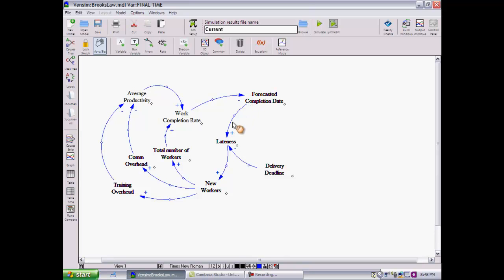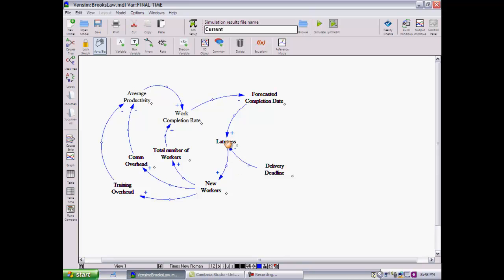And our reasoning told us that this was a balancing or negative feedback loop, meaning if lateness increases, by adding new workers I'm increasing the total number of hours spent on the project, and that should get the project back on track. The forecasted completion date should shrink and lateness should go down. However, there are unintended side effects.